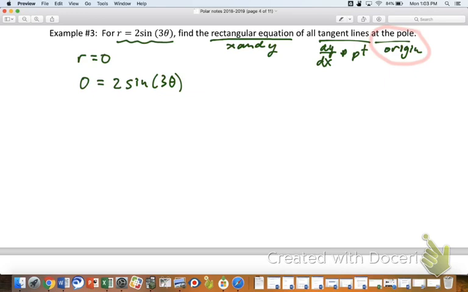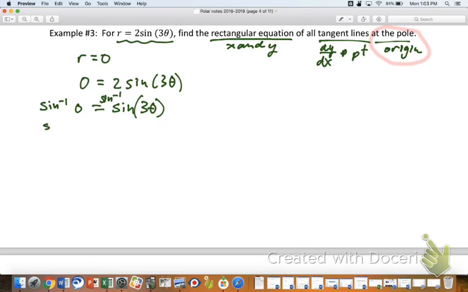Make sense? I was talking about this with a pre-calc teacher earlier. They were like, do your kids ever solve trig equations? Yes, they do. Here's one right here. So you divide both sides by 2. You get 0 equals sine of 3 theta. How do you start getting this theta isolated? What would be your next step? Inverse sine, yeah. So we'd go inverse sine of both sides.